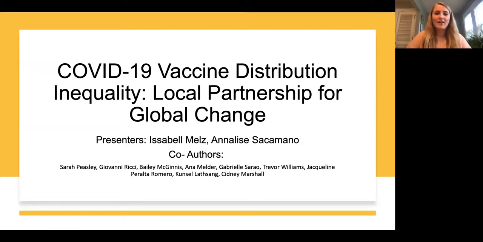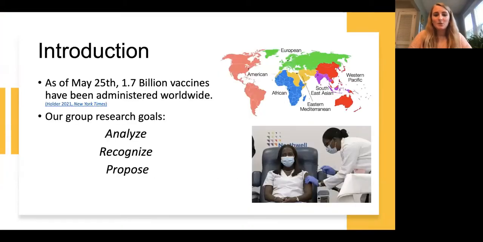And today our presentation is on COVID-19 vaccine distribution and equality, local partnership for global change. So in December 2020, the first COVID-19 vaccine was administered to a nurse in New York City. This marked the beginning of the global vaccine rollout as nations seek to administer as many vaccines as quickly as possible. While this effort has led to remarkable changes in daily life, particularly during a global pandemic, the inequalities and disparities within the rollout have become glaring.